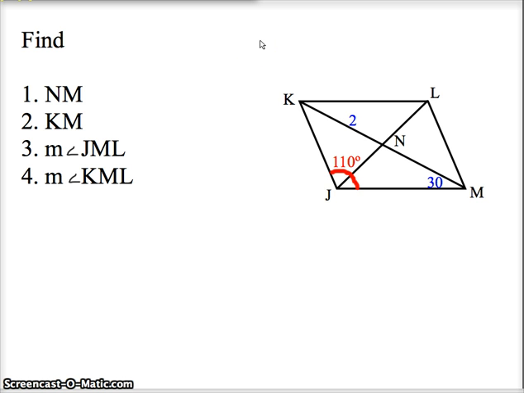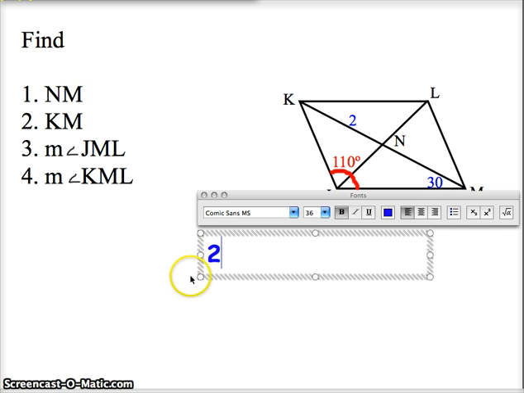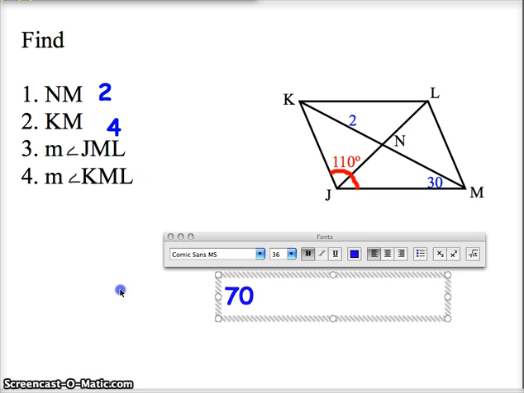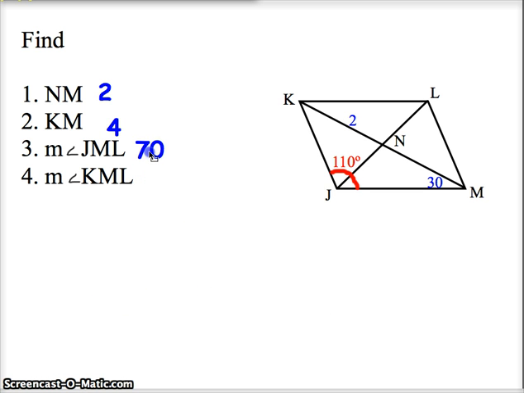All right, let's check your answers. The value of NM is 2 units. The value of KM is 4 units. The measure of angle JML is 70 degrees. And the measure of angle KML is 40 degrees.